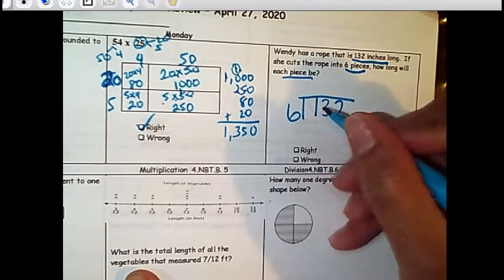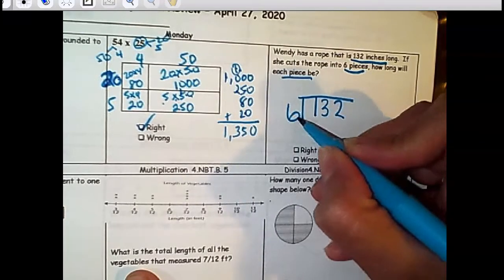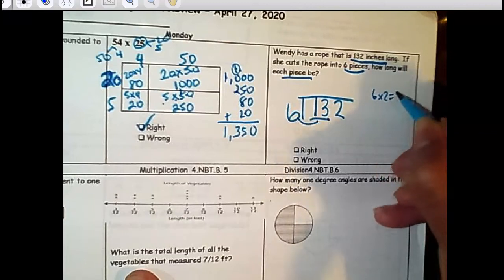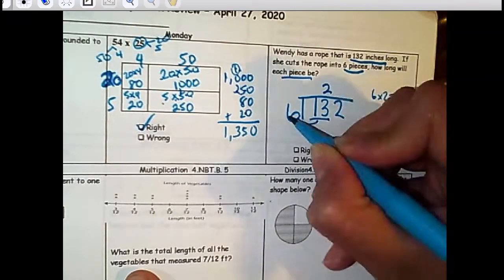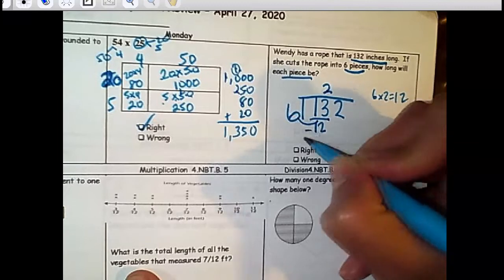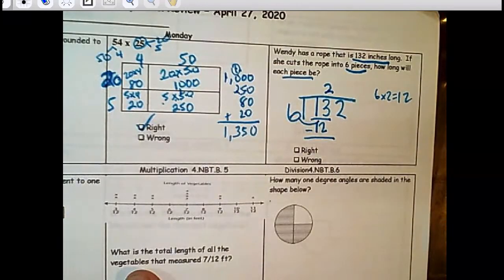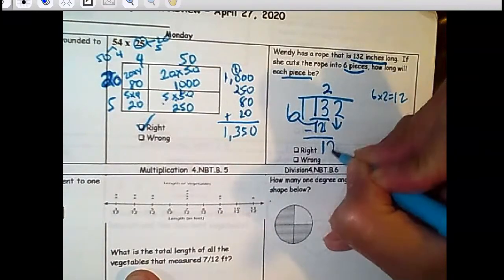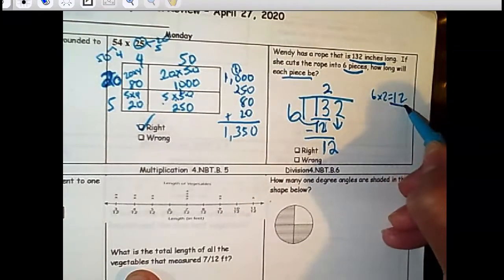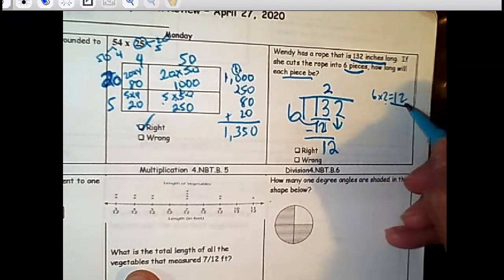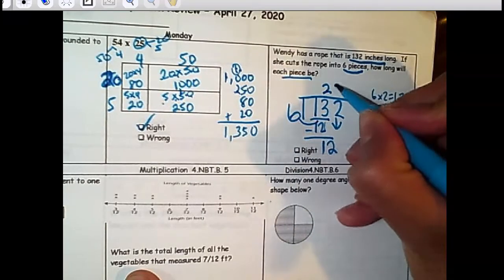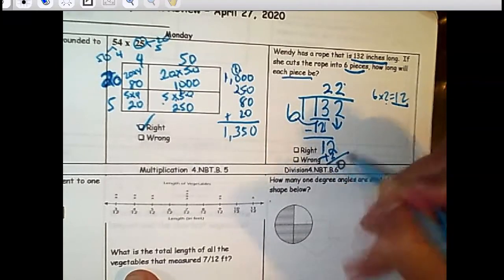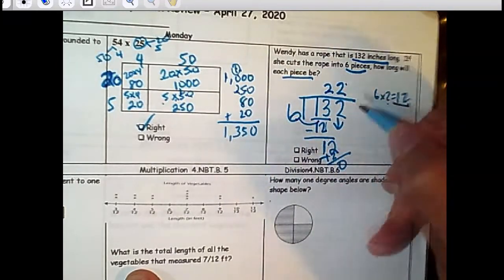So I ask myself, how many groups of 6 can I make if I have 13? Well, I know that 6 times 2 gives me 12, so that means I can make 2 groups. We're going to find our remainders. 13 minus 12 gives me 1. Regroup the 2 over here. I know that when I multiply 6 times 2, that gives me 12, which means I can make 2 groups. 6 times 2 is 12, minus 12, I get a remainder of 0. So here is our quotient.